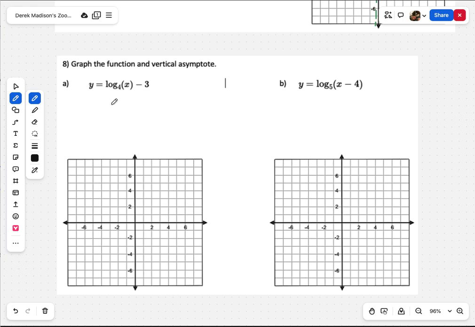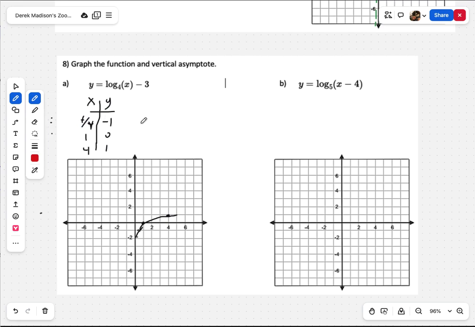This right here is going to be a base 4, so let's just make a quick table, x, y, -1, 0, 1, and this will be 1/4, 1 and 4. I wish there was a way to make it not do that. So let's draw our parent function, and then we'll shift it down 3 units. So parent function would be 1, 4, 1/4. So kind of like that.